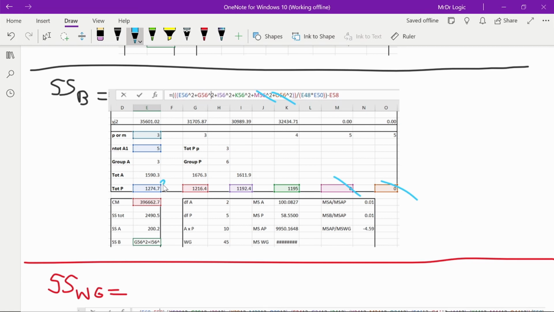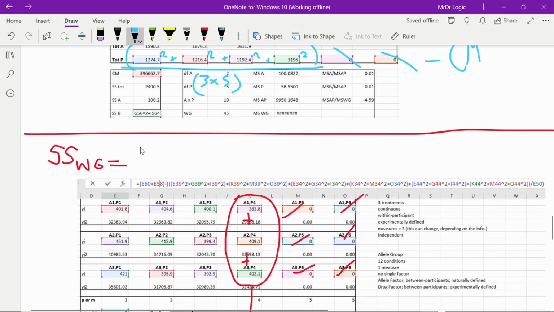So this is actually squared plus squared plus squared. You get the idea. Plus squared, that's all of it squared. And then you would take all of this and divide it by 3 times 5. So 3 times 5, which is actually 15. And then subtract it all by the CM. So you're getting the picture pretty quickly.